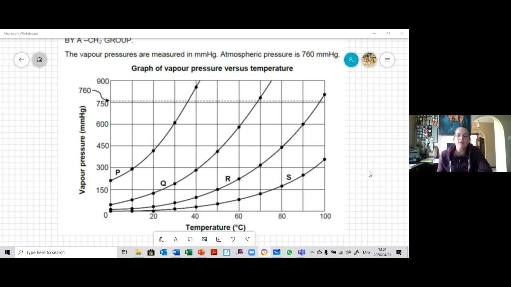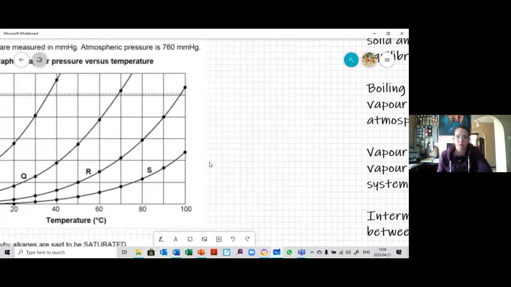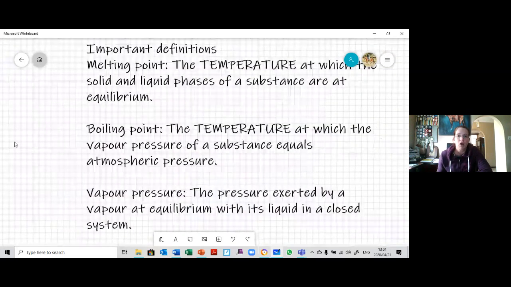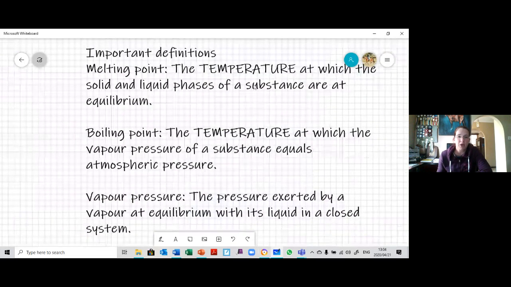pardon me, let's go have a look at our definitions. Okay, I was nice enough to pull them in here. Obviously, we're not going to work with melting point, but that is a definition you need to know. Boiling point is the temperature at which vapor pressure equals atmospheric pressure. Okay, so there is the important concept that you need to keep in mind and that we now need to apply.